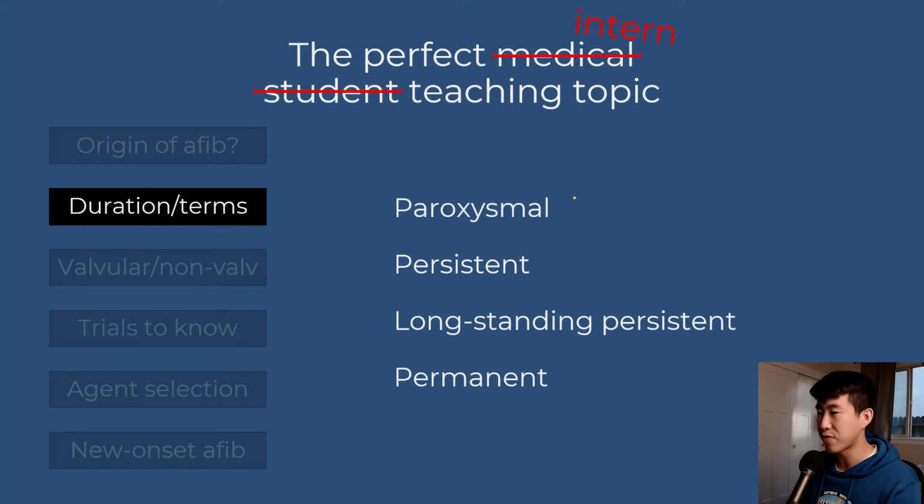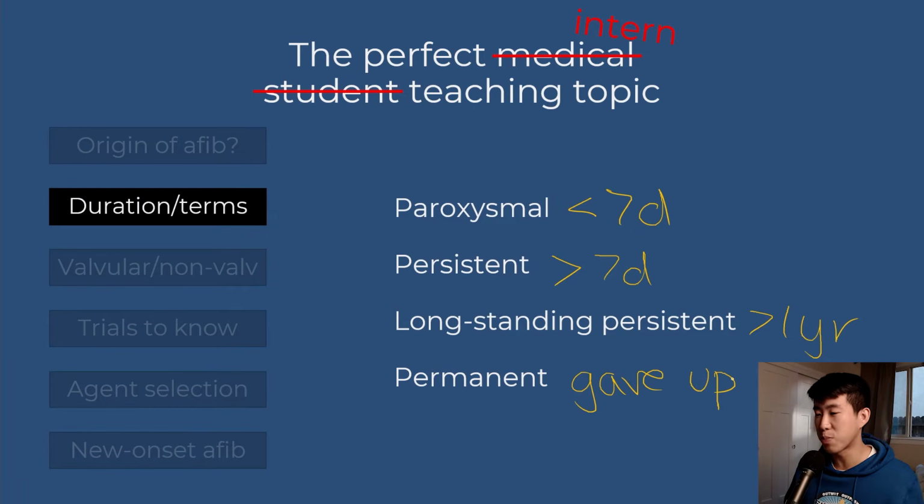In terms of duration and terminology, interns should all know about the difference between paroxysmal, persistent, long-standing persistent, and permanent AFib. So paroxysmal stands for atrial fibrillation that is intermittent and lasts less than 7 days. Persistent is any atrial fibrillation that lasts for longer than 7 days. Long-standing persistent is atrial fibrillation that's greater than 1 year in duration. And then permanent atrial fibrillation is basically after you've given up.